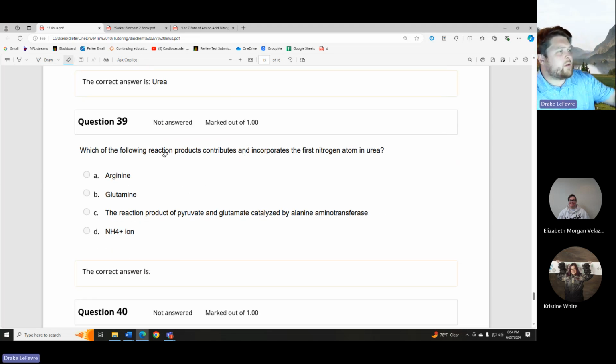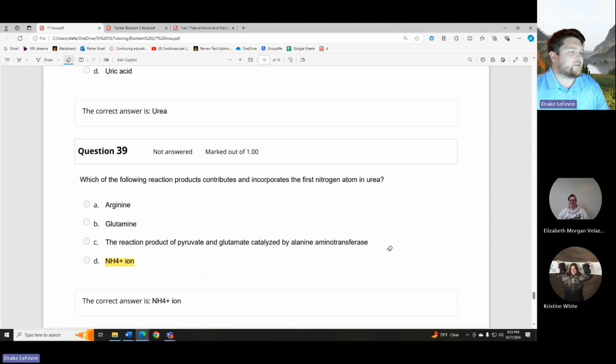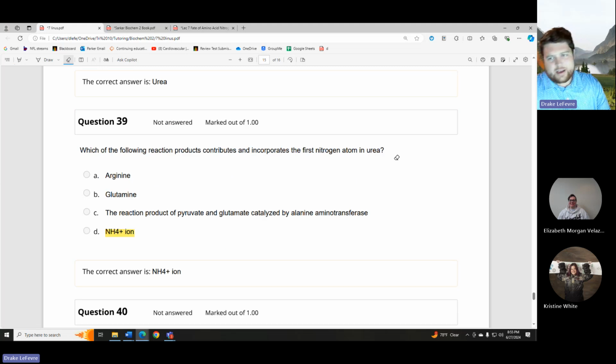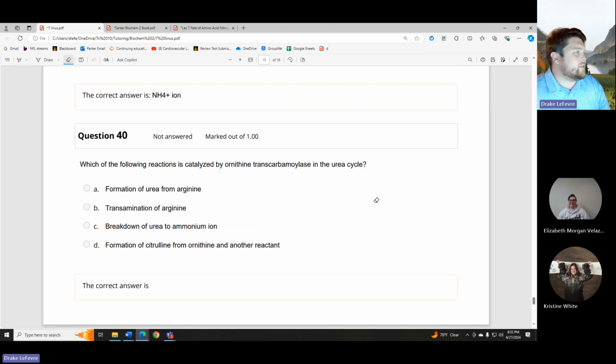Which of the following reaction products contributes and incorporates the first nitrogen atom in urea? Where does that first nitrogen atom come from? The NH4 ion. Good. Where does the second one come from? Aspartate. Good. Aspartate is derived from... No, I was going to try and repeat that question earlier. That aspartic acid comes from oxaloacetate, but I don't want to confuse us too much.